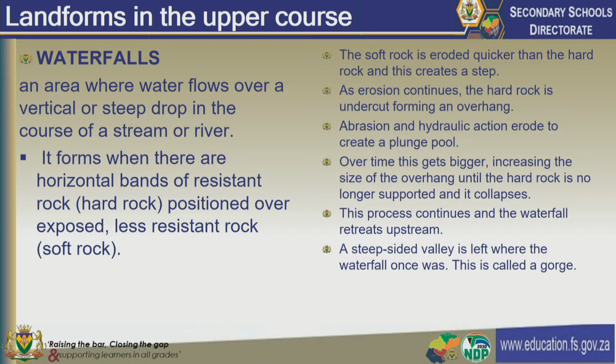You see there, point number 5. It says, as this process continues, as the undercut, overhang and plunge pool process continues, the waterfall retreats upstream. Very importantly, as erosion occurs, remember it's headward erosion, so our waterfall will also retreat upstream. A steep-sided valley is left where the waterfall once was, and we say that area where we once had the waterfall, before it retreated backwards, has a steep-sided valley, and that valley is called a gorge.